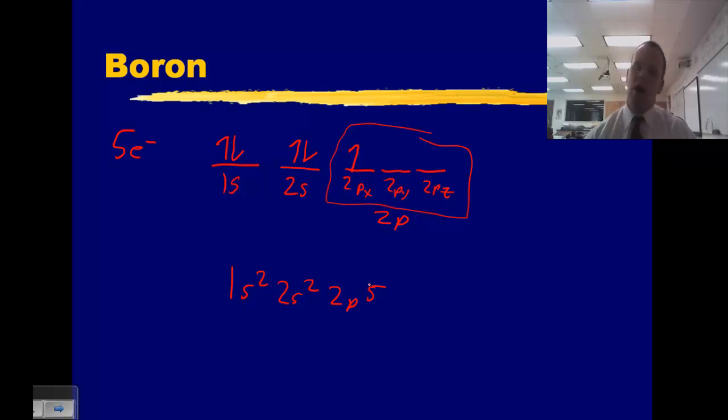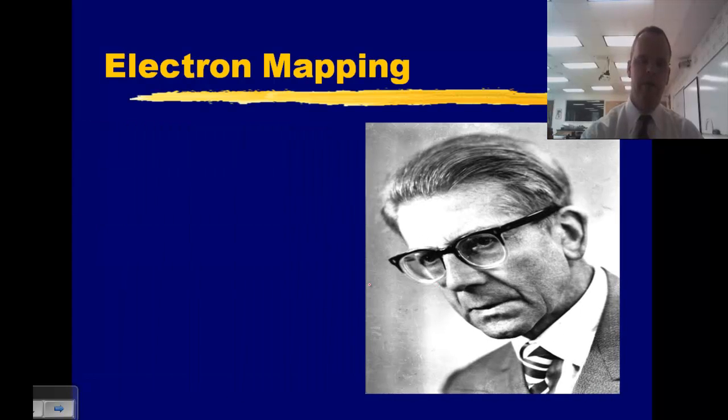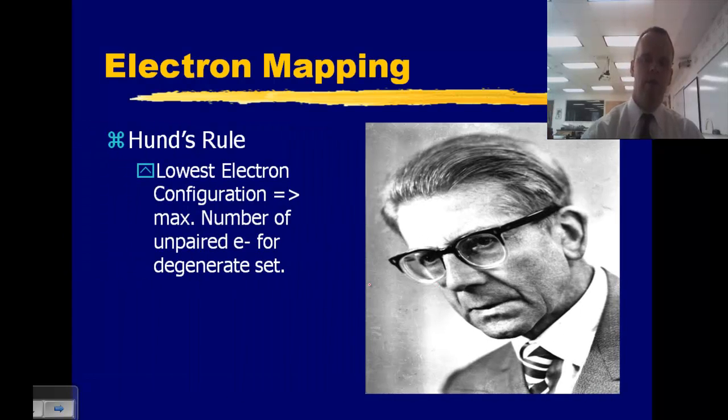Now when we move on to carbon, carbon has 6 electrons. We're going to add 1 more into the 2p orbitals. There's another rule that we need to follow though. This is known as Hund's rule. Hund's rule is that the lowest energy electron configuration is when you have the maximum number of unpaired electrons for a degenerate set, meaning for a set that all has the same energy.